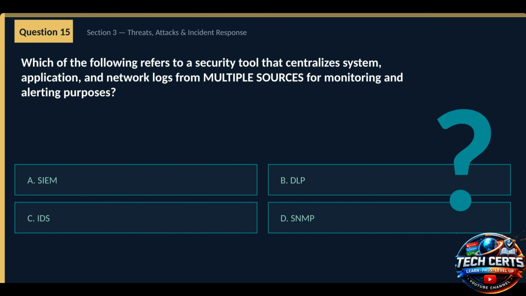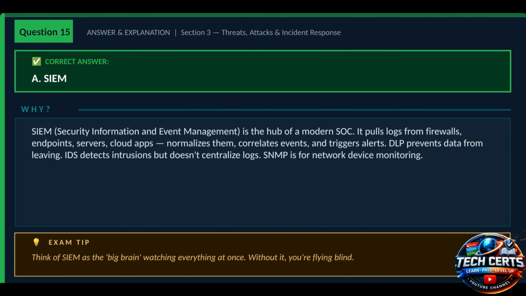Question 15. Which of the following refers to a security tool that centralizes system, application, and network logs from multiple sources for monitoring and alerting purposes? The correct answer is A, SIEM.